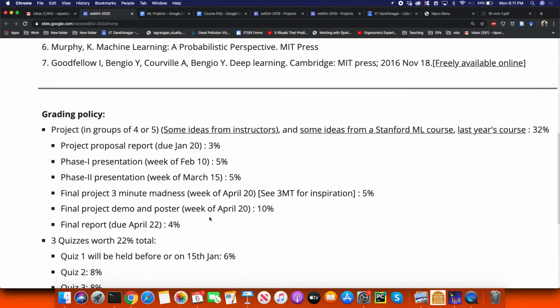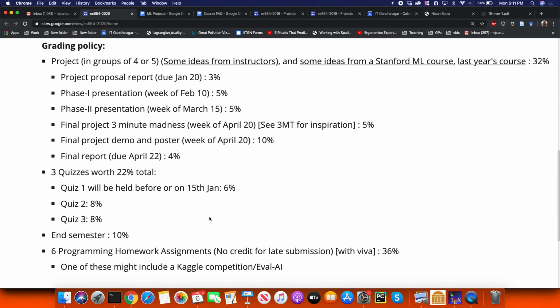So coming to the main thing now, the grading policy. There will be 3 main components in the course. The first one being the project, which will be 32%. The second being quizzes and end semester, which would be 22%. And the third component would be the programming homework assignments, which would be 36%.